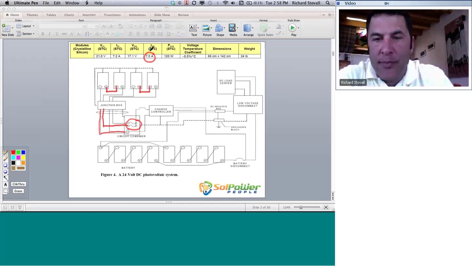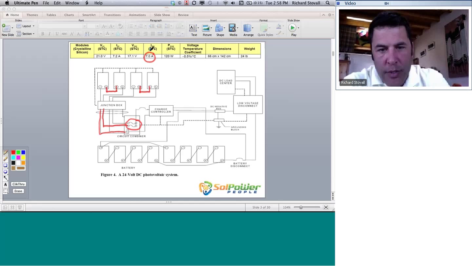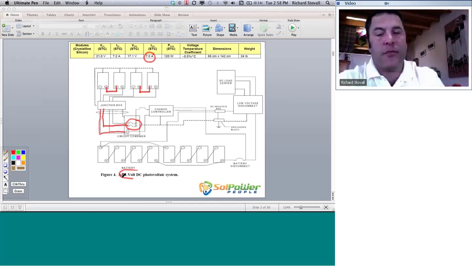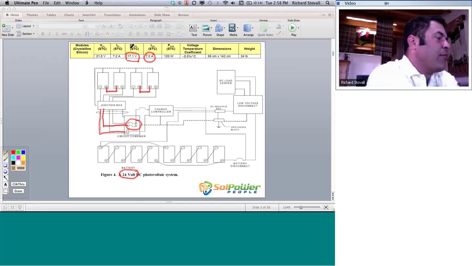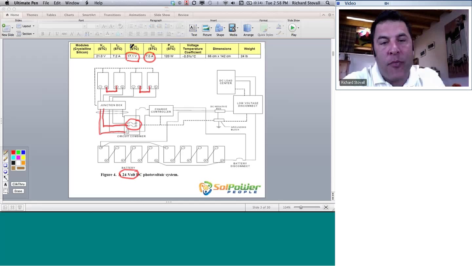Now, we'll explain a little more about the voltage requirement in later slides, but know that for this particular problem, they want you to use the nominal voltage. This is a 24-volt nominal system. The VMP of the system is actually 34.2 volts, 2 times 17.1 is 34.2. But as you'll learn in a moment, in this particular case they're not asking for the VMP voltage to be used in the calculation, but rather the nominal voltage.